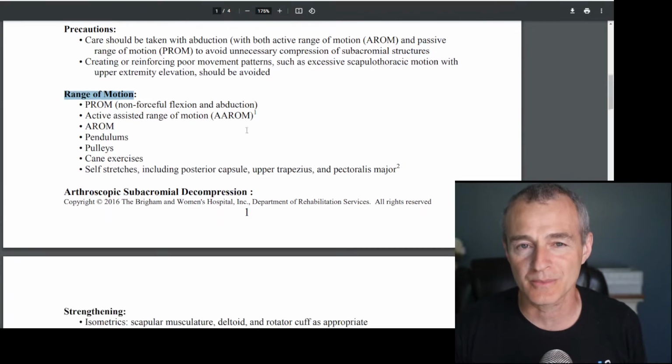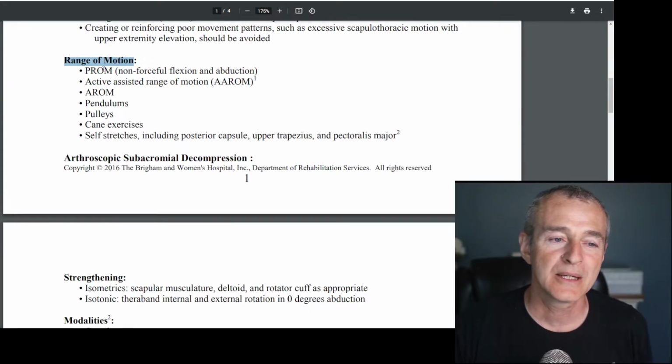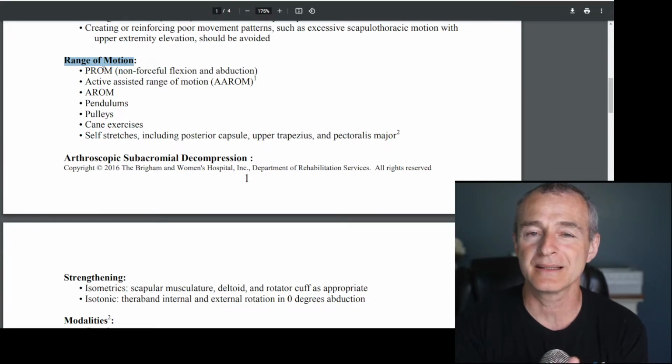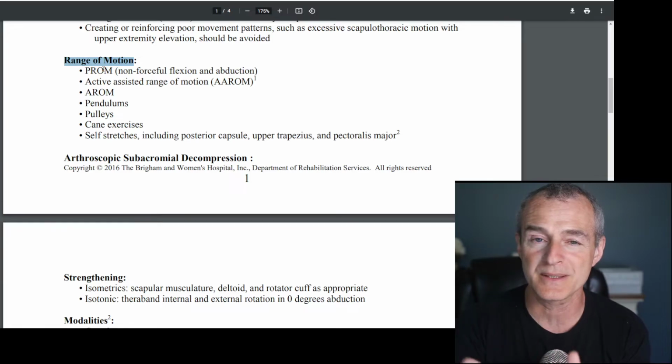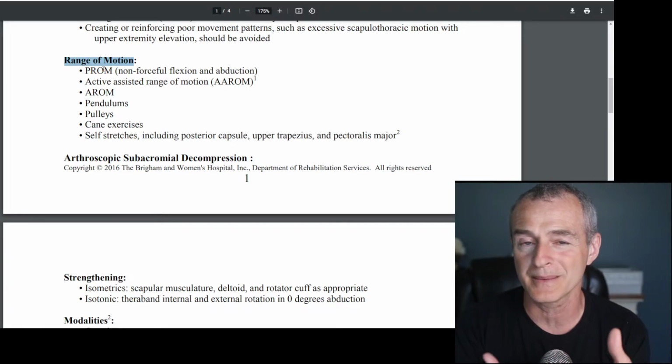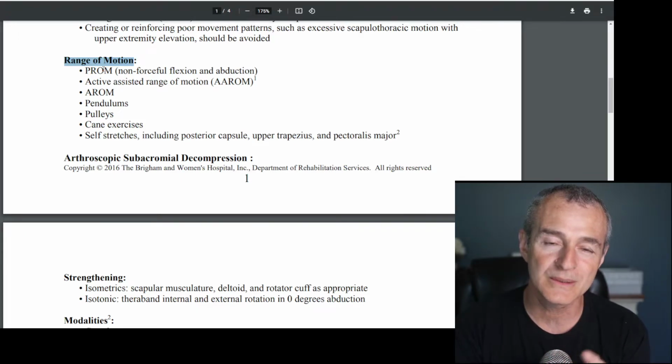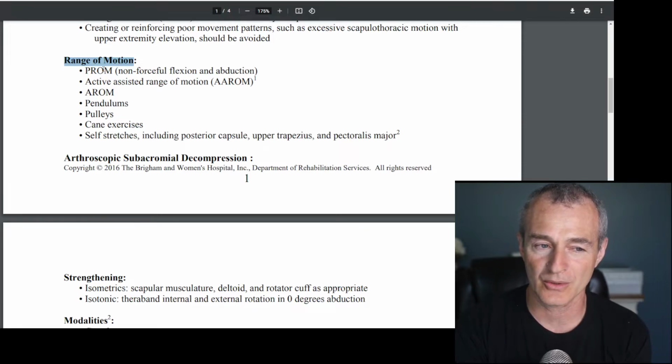From a range of motion perspective in phase one, we're going to talk mostly passive range of motion, but this can be done in many ways. The therapist can move your arm. That's the most common passive range of motion. But there are also strategies that the therapist will teach you that'll allow you to achieve passive range of motion on your own.